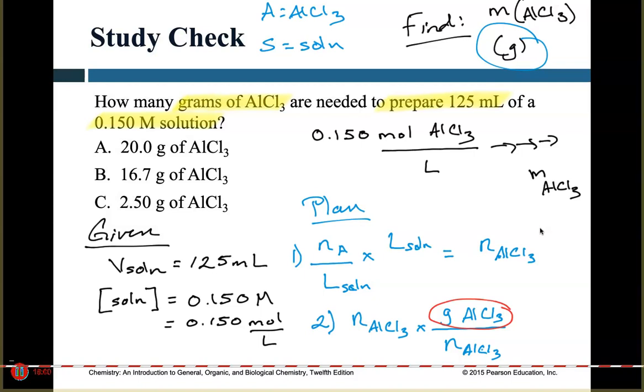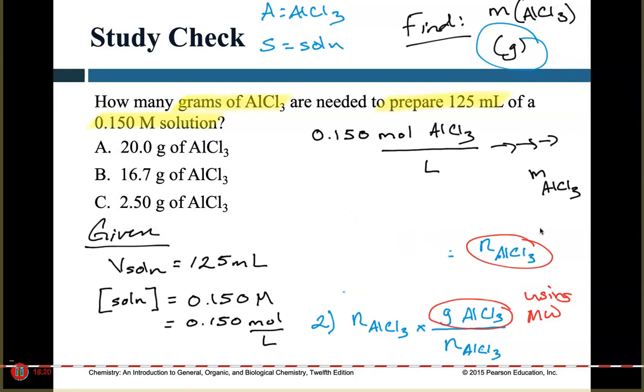So this is a 2-step process. Figure out how many moles of aluminum chloride I have, and then figure out what mass that is by using the molecular weight. So that's our plan. So let's do that in 2 discrete steps. We'll start with step 1. Let's just figure out the number of moles of aluminum chloride in solution.